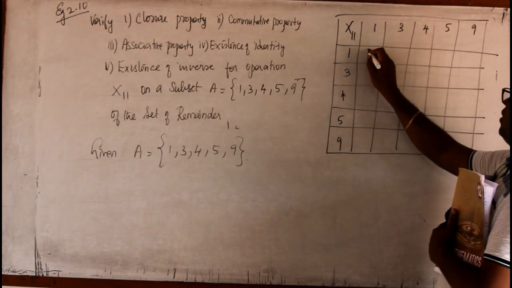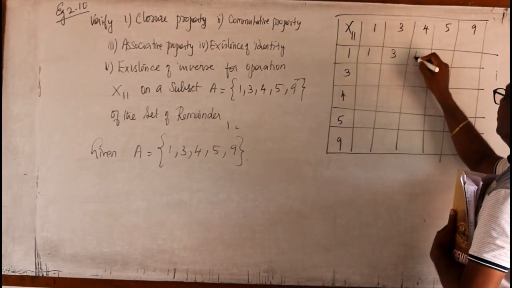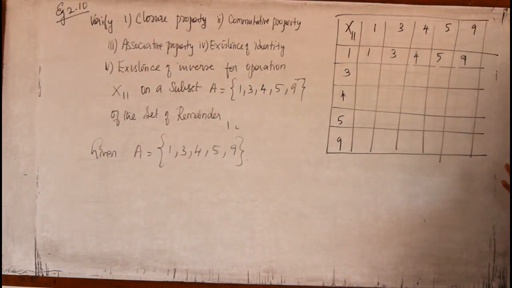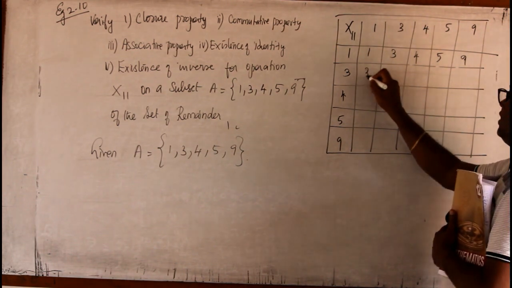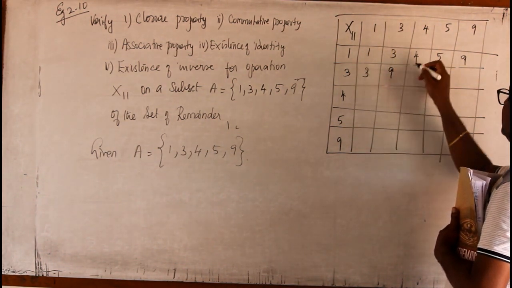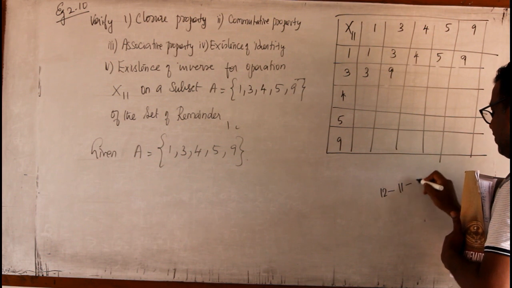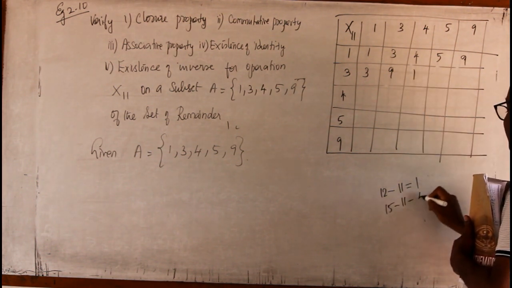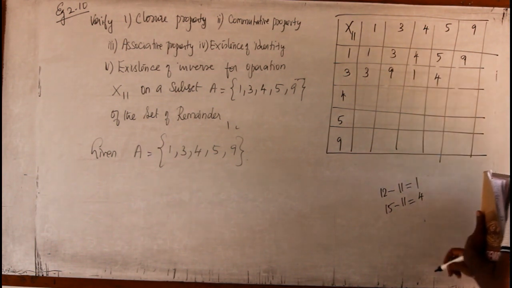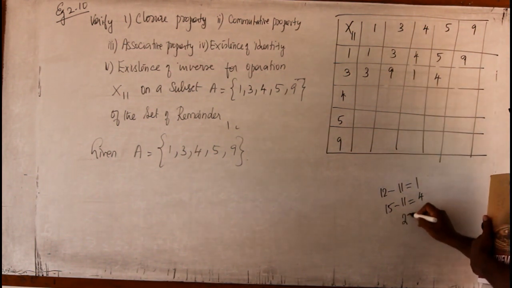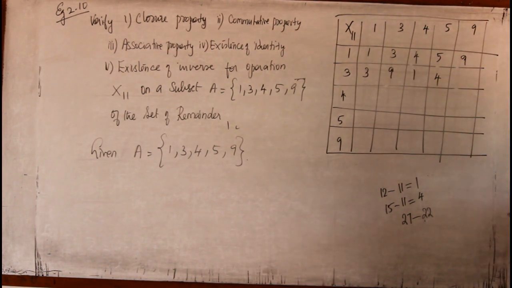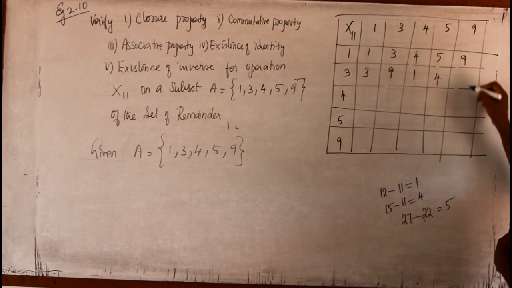See, 1 into 1, 1; 1 into 3, 3; 1 into 4, 4; 1 into 5, 5; 1 into 9, 9. All are less than 11, so I entered them as they are. Now 3 into 1, 3. 3 3s are 9. 3 4s are 12, remove 11, it is 1. 3 5s are 15, remove 11, it is 4. 3 9s are 27, I can remove 22, isn't it? Remove the number of 11s, so the remainder is 5.